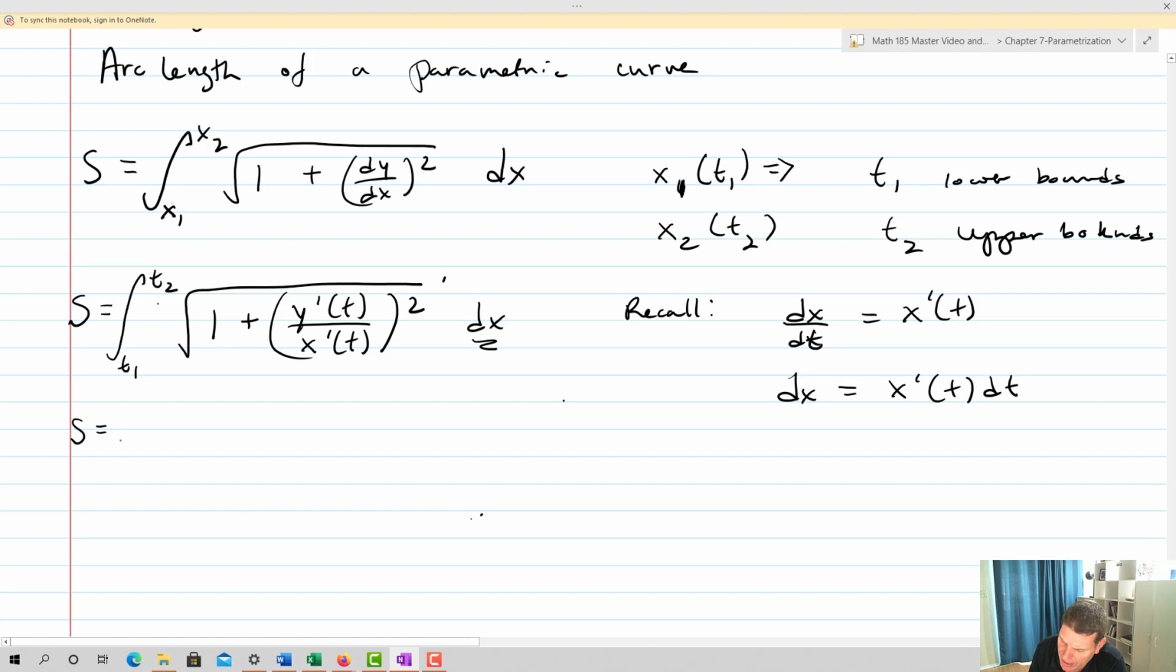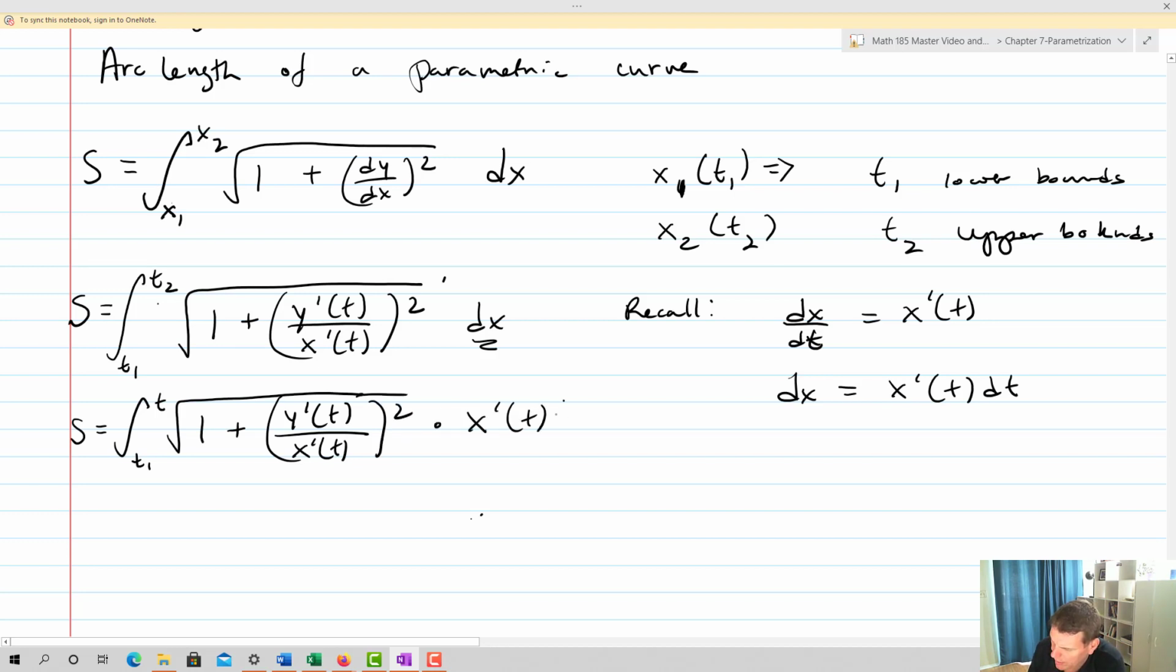So s is now going to equal the integral from t1 to t2 of the square root of 1 plus (y prime of t over x prime of t) squared, times x prime of t dt.